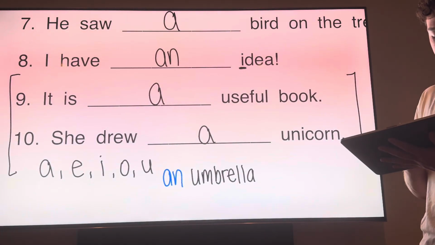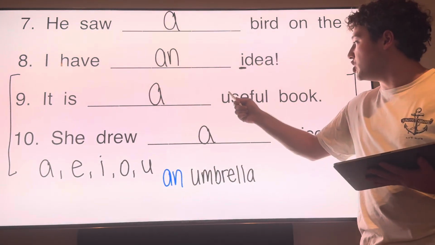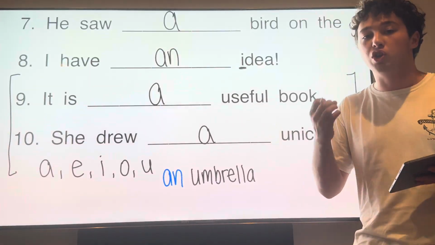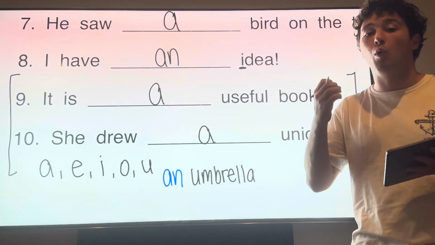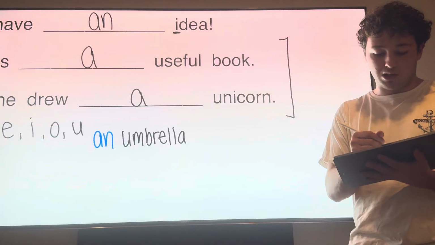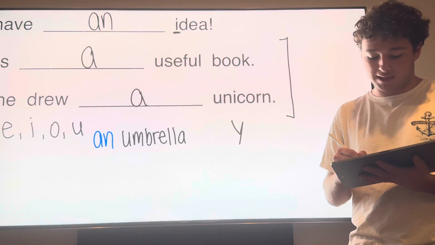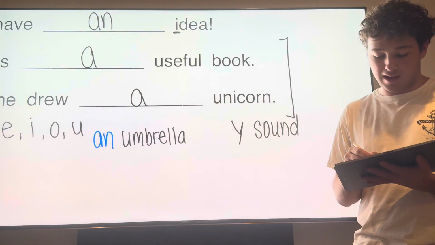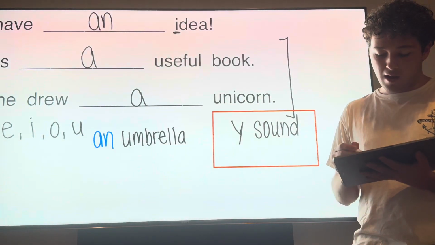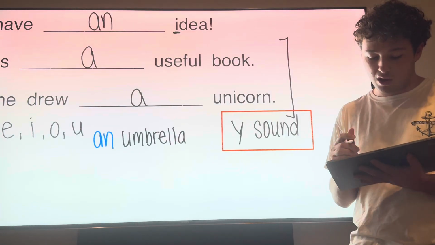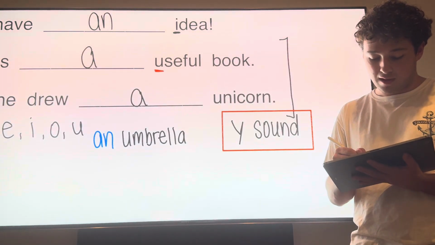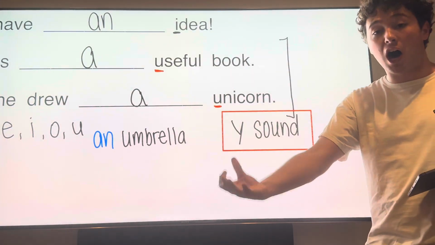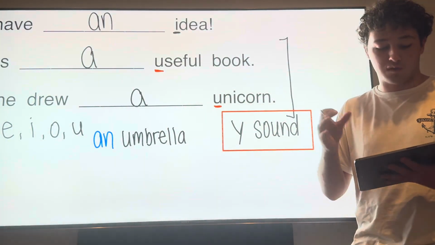So, the U, in this case, useful and unicorn, makes a Y sound. Useful and unicorn make a Y sound. Do you see that? So, because of this Y sound, we actually use a instead. It's about the sound. A unicorn. A useful book.